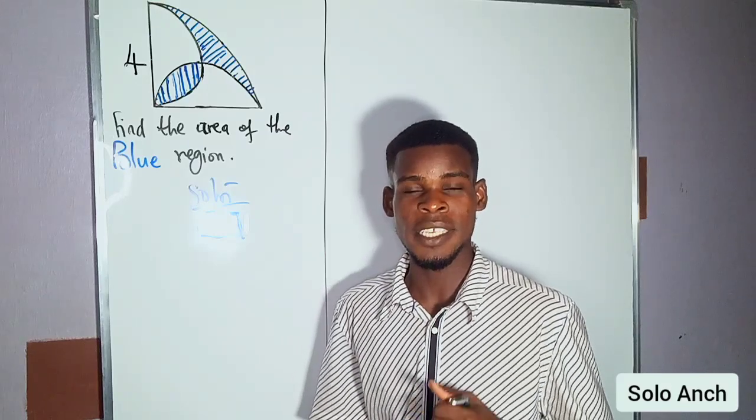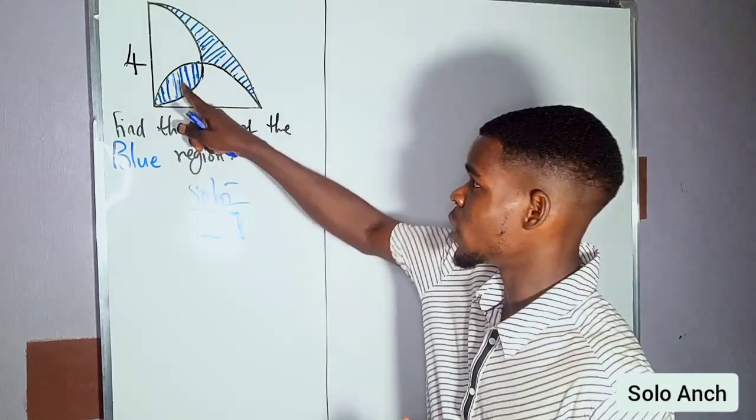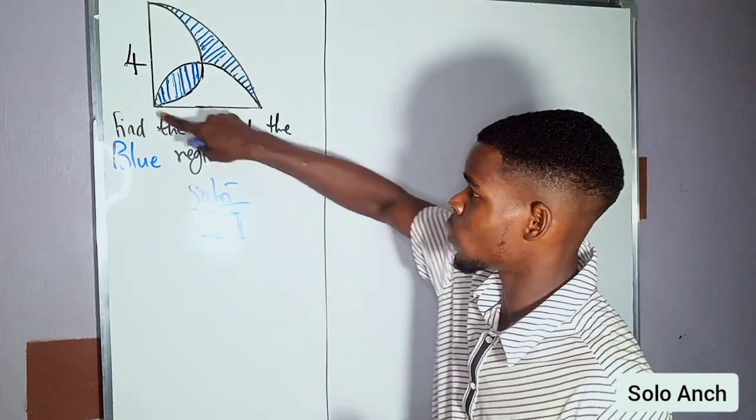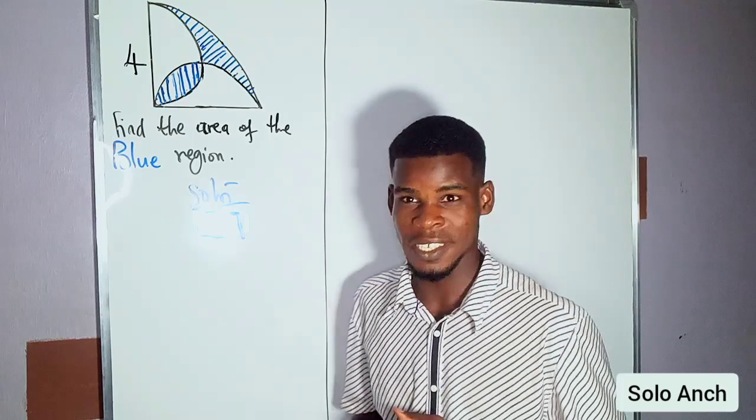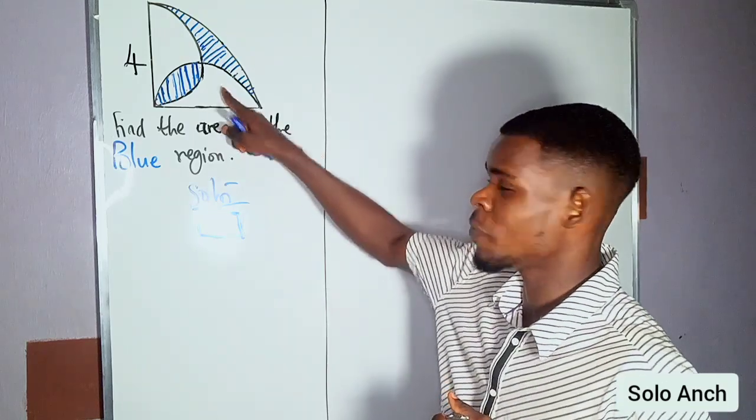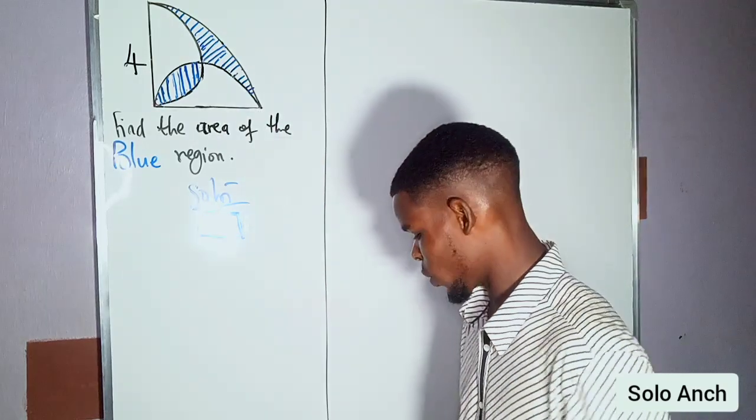My name is Solo Anch, and in this video we're going to find the area of this blue region. Alright, so you notice that this is a quarter circle with radius 4. Good. So how do we get started with this? Well, I guess you've tried this already, or maybe if you haven't, just pause the video and try this first.